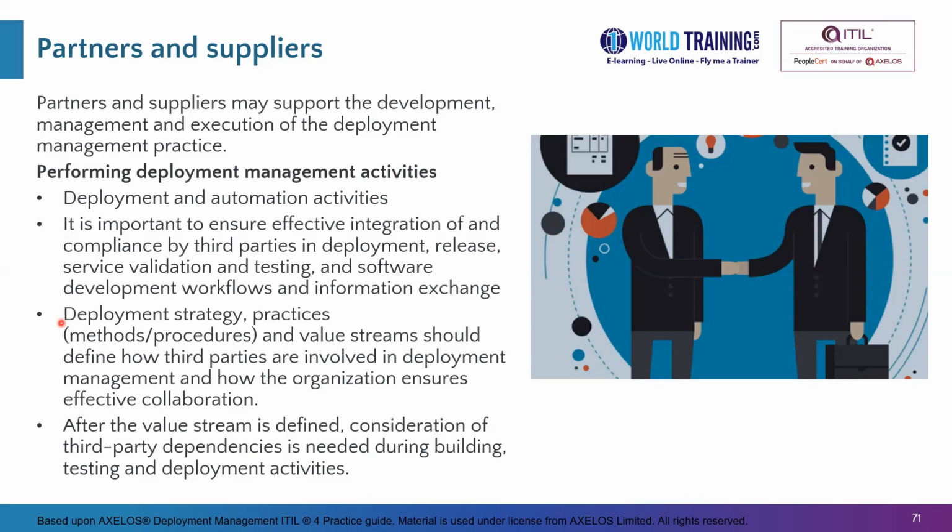These need to be described at various levels in the strategy itself, the deployment strategy, that is, in the deployment practice methods and procedures, and in those value streams where deployment management is contributing. Then even the means of effective collaboration, and not only how the third parties are involved, should be documented in the strategy, practice methods and procedures, and value streams. Whenever a single value stream is defined, then the third-party dependencies need to be clearly understood during the various service building, testing, and deployment activities.